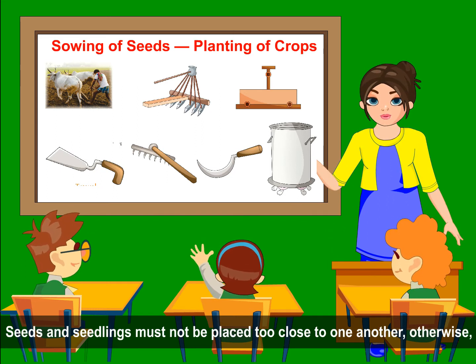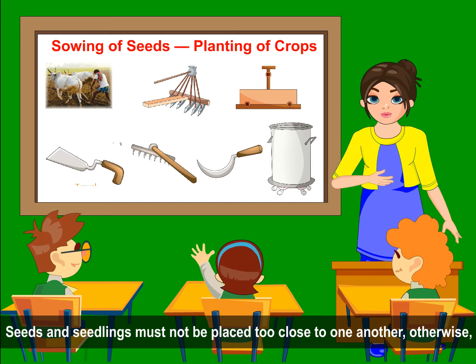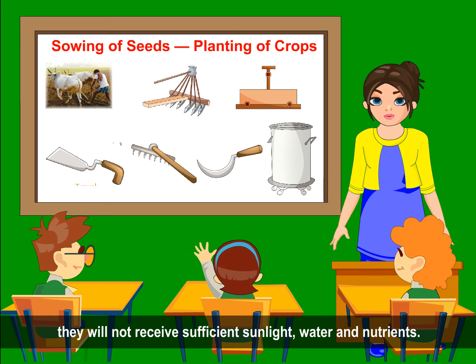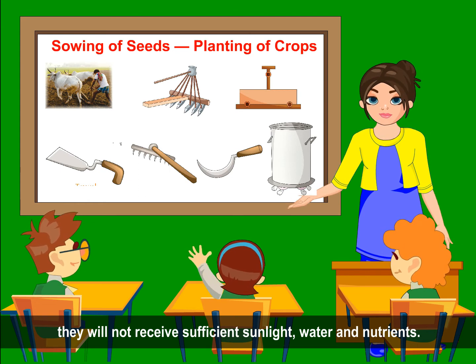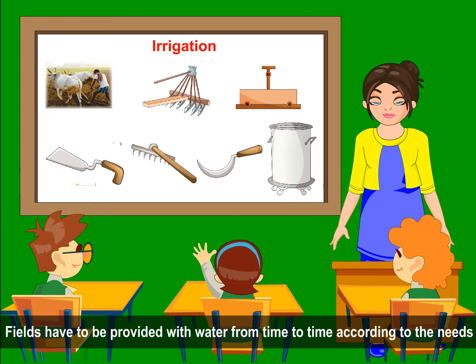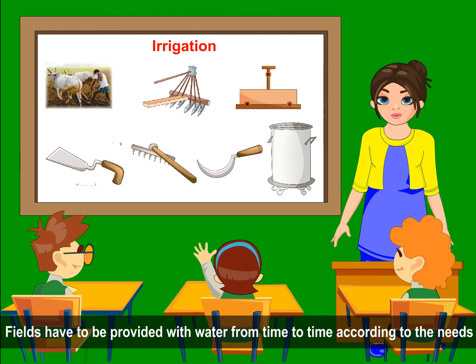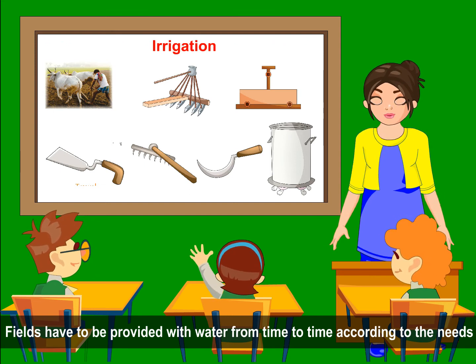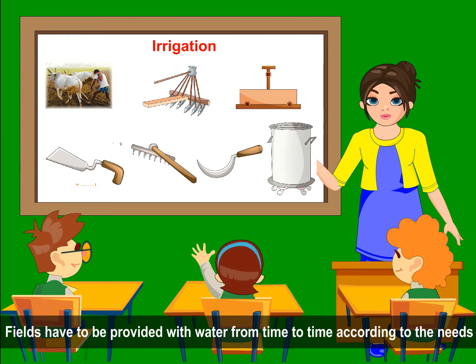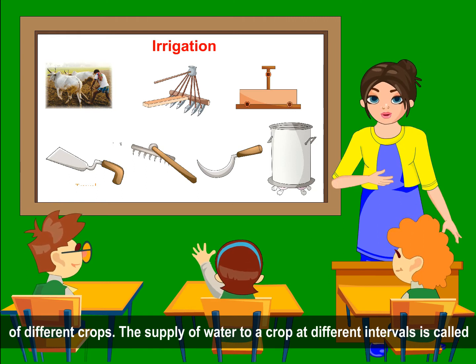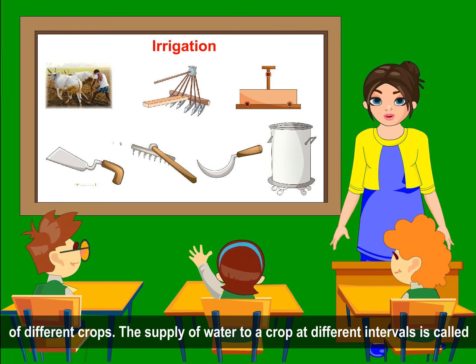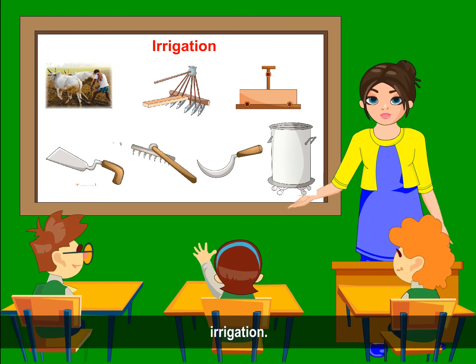Seeds and seedlings must not be placed too close to one another. Otherwise, they will not receive sufficient sunlight, water, and nutrients. Irrigation. Fields have to be provided with water from time to time, according to the needs of different crops. The supply of water to a crop at different intervals is called irrigation.